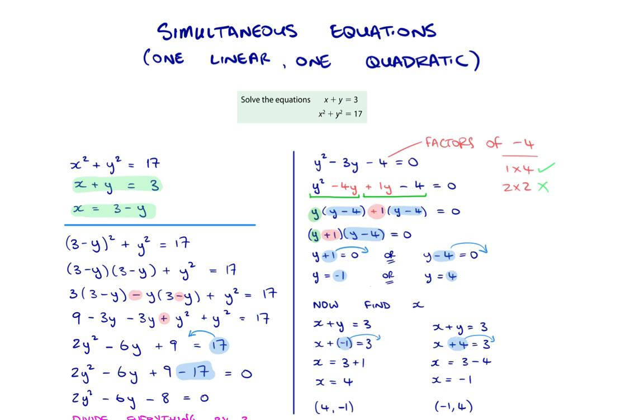If I bring the negative 1 across, it turns into a positive 1. If I bring the positive 4 across, it turns into a negative 4. If I add the two of them together, I get 4. If I add the other two together, I get negative 1. So my two coordinates: when my x value was 4, my y value was negative 1. When my x value was negative 1, my y value was 4.